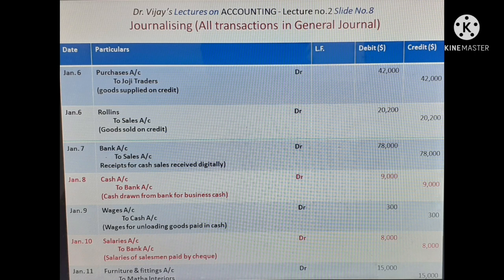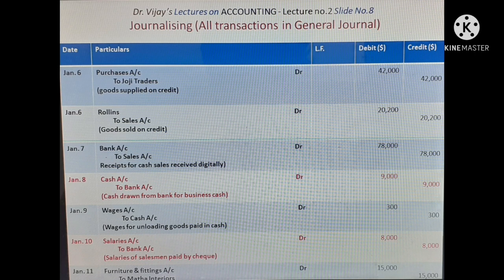Now Jan 7, no, sorry, Jan 7, goods sold for cash, money received through account to account transfer. So it is a sale, so sales account to be credited. Money comes to our bank account through account to account transfer, so our bank account is receiver. For personal accounts, the rule is debit the receiver. Sales is income, so to be credited. So bank account debtor to sales.